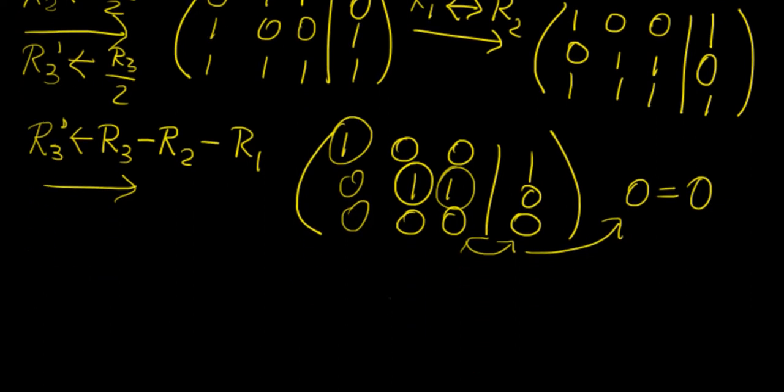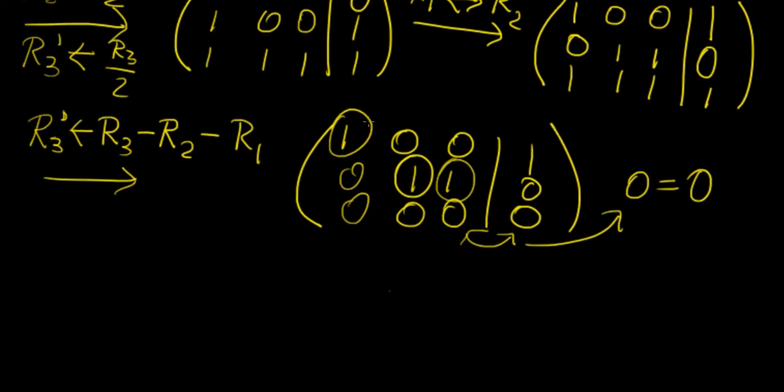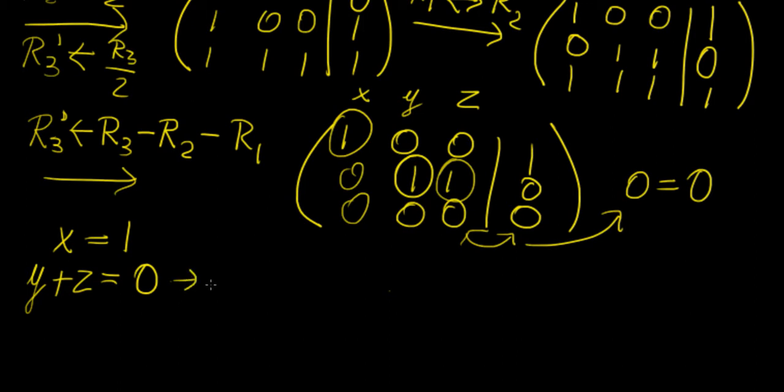So how can we write this? Well, let's expand this out and see what we get. The first row implies that if we use the variables x, y, and z as we did in the last example, we know that this is going to imply that x equals 1 because there's a 1 attached to that x and everything else is 0. For the second row, we're going to have y plus z equals 0, which is the same as writing y equals minus z.